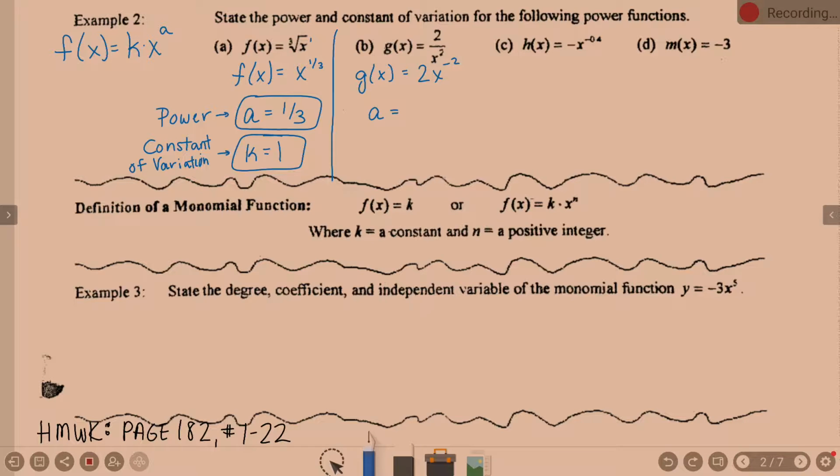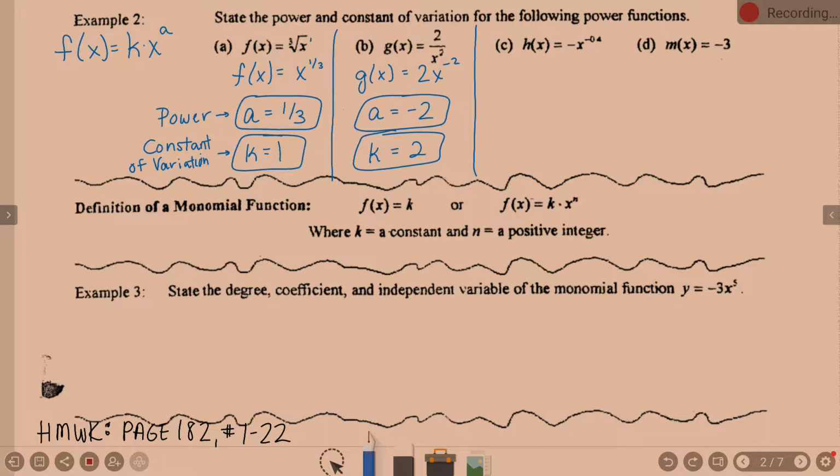You guys are so quiet this morning. Negative 2. Okay. And what about our k? What is our constant of variation there? 2, the number that has been multiplied by x. So it does matter that you bring that exponent out of the denominator, based on the form.